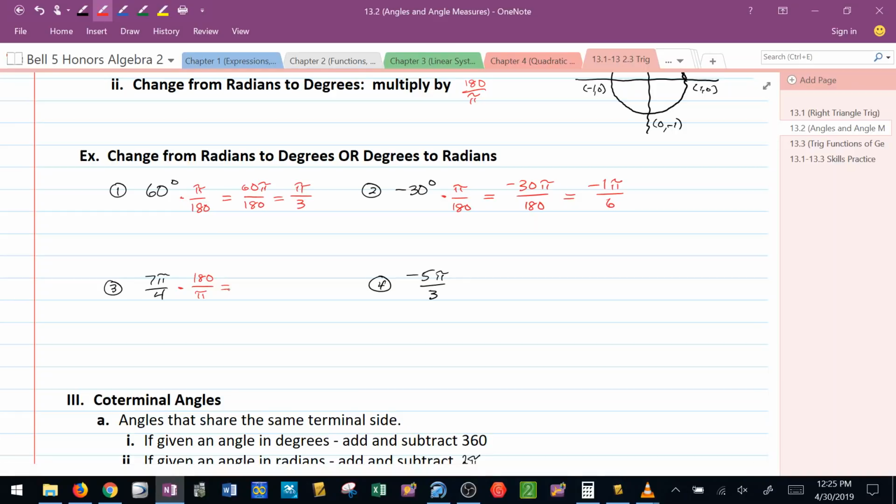I have 7 times 180, and I'm going to divide that by 4, and that tells me that this is the same as a 315 degree angle.